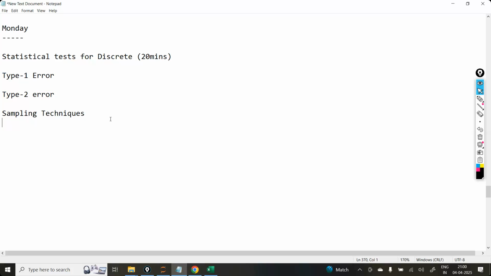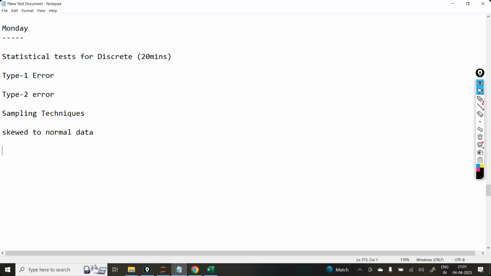Sampling techniques. What the different sampling techniques are, we are going to discuss on Monday. Sampling techniques, along with this, and the third one is next. The fourth topic which we are going to discuss is how to convert skewed data to normal data. So these are the topics we are going to complete on Monday. With that, statistics will be completed. Inferential statistics will be completed, guys.